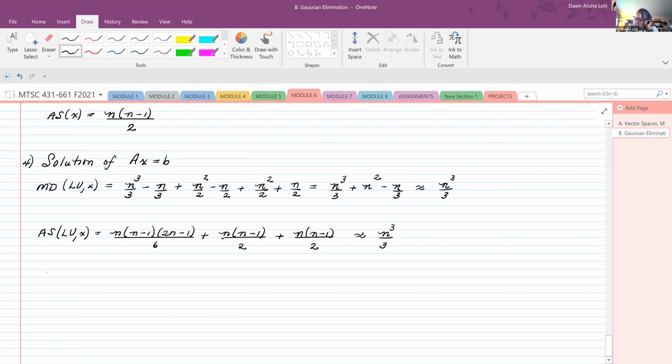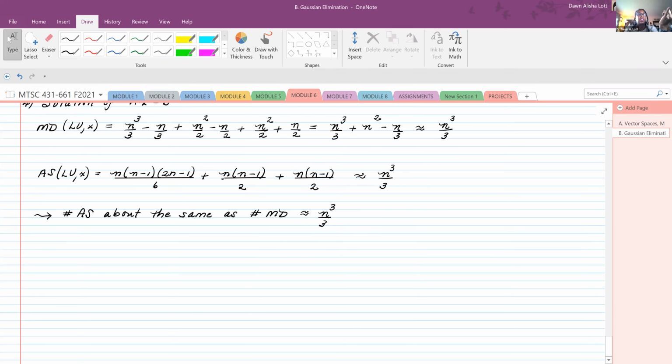So what we find is the number of additions and subtractions is about the same as the number of multiplications and divisions, which is approximately n cubed over 3. So clearly you can see that you have all these additions and subtractions and all these multiplications and divisions. The bigger the matrix is, the more operations it takes to solve. So these are the 3 major points.